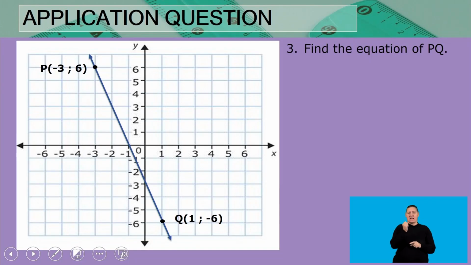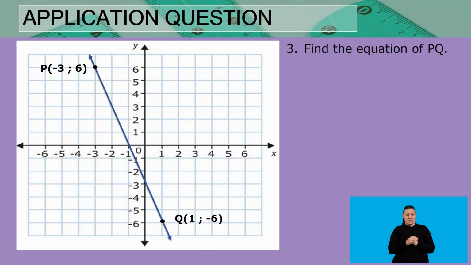Our next question here, we have been given a line PQ, and we are supposed to find the equation of PQ. So let's go ahead and find the equation. Do you remember the 2 things that are needed to find an equation of a line? Yes, we need the gradient of this line, and we need the y-intercept of this line. So let's calculate the gradient of this line.